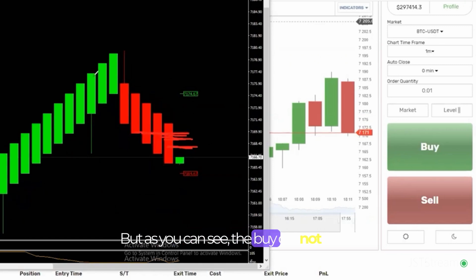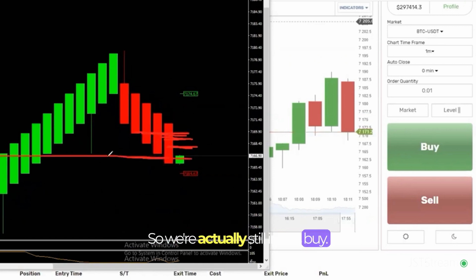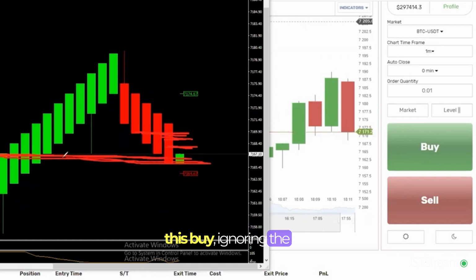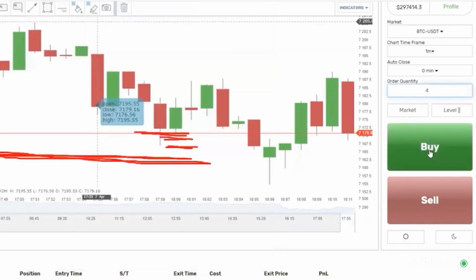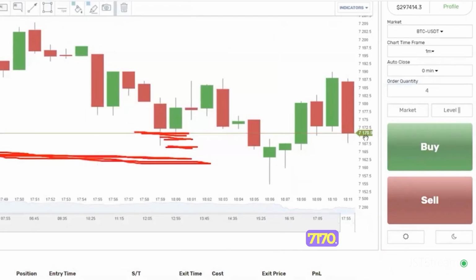But as you can see, the buy did not finish. So we're actually still in this buy. See right here, we're still in this buy, ignoring the sell. So now let's go take that trade. We're in this buy right here at 7170.